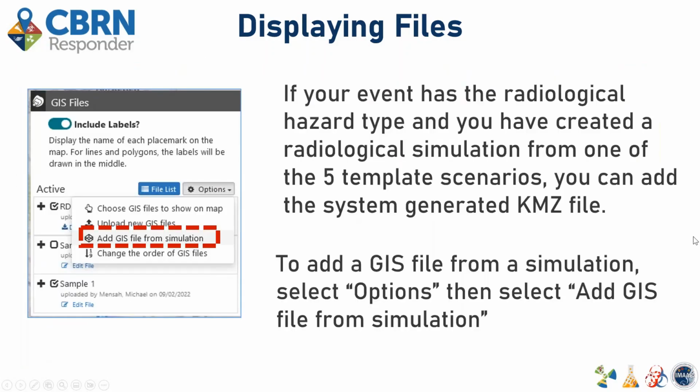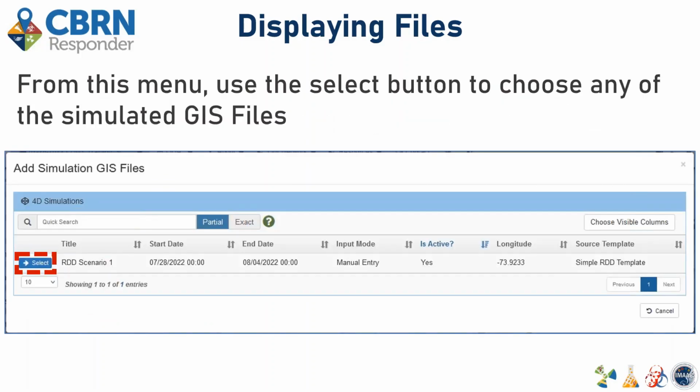If your event has the radiological hazard type and you have created a radiological simulation from one of the 5 template scenarios, you can add the system-generated KMZ file to your event map as well. To add a GIS file from simulation, select Options, then select Add GIS file from simulation. From this menu, use the Select button to choose any of the simulated GIS files.